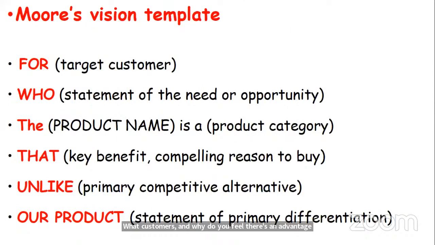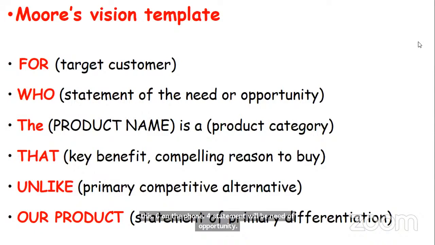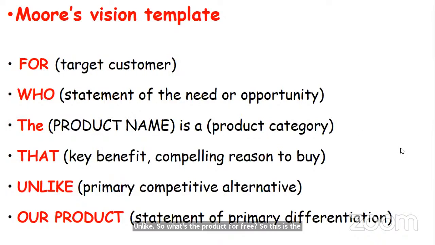over the existing one? So the Moore vision template has these six parameters to consider. For who, the target customer; who, the statement of the need or opportunity; the product, that's what's key, what are we benefiting from if I buy it? So what is the comparison with the existing system, unlike? So what is our product offering? So this is the Moore vision template for product vision.